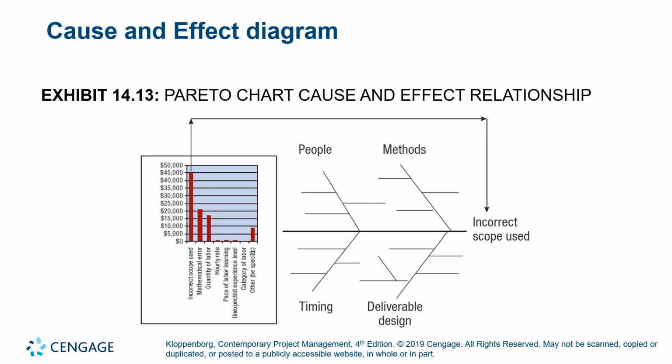We have the cause and effect diagram. A basic cause and effect diagram is a visual outline showing possible causes. So, right here you have the Pareto chart using the cause and effect. This is coupled with the Pareto chart, and it's showing us the people, the methods, the timing, and the deliverable design, and how it interacts with, at least from a cause and effect standpoint, the issues being faced shown on the Pareto chart.